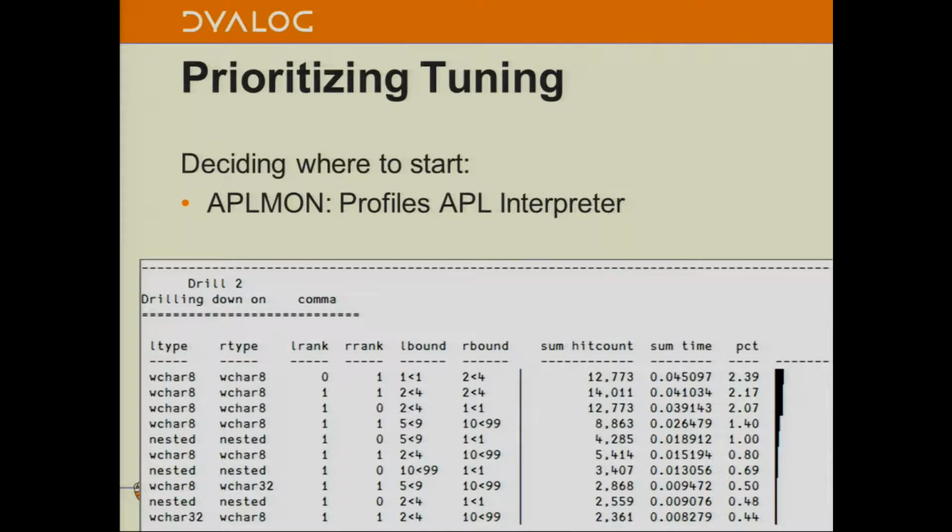occurrences, and then you can drill down on one of those and say, let's take a look at how comma was used, and you can get this breakdown that says, for the cases where the left argument was an 8-bit char, the right was an 8-bit char, the left rank, right rank, and then the rough size of the arrays, there were this many occurrences of that, and here's the total amount of CPU that was spent doing that. So that allows us to get a feeling for the profile of CPU consumption within the interpreter while it runs your application.